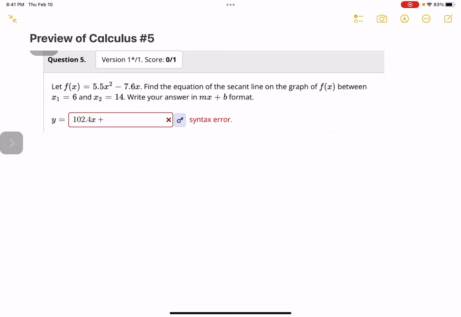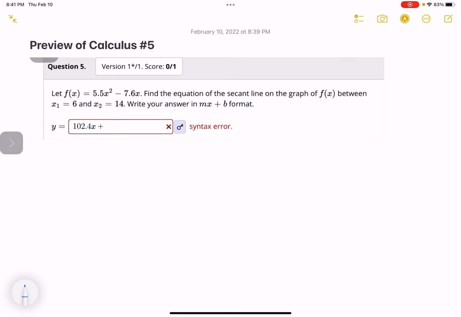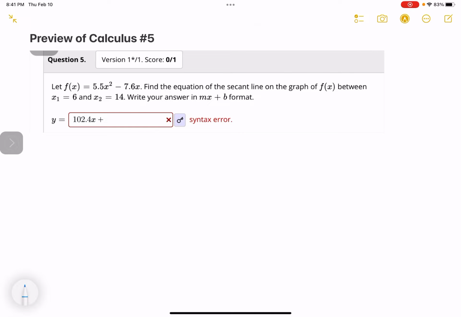Okay, so this problem asks us to find the equation of the secant line on the graph of f of x between x1 equals 6 and x2 equals 14, and write your answer in mx plus b format. And this is actually not correct. When you put the answer in, it doesn't want this format. It wants a variation of the point slope format. So I feel like it's a little misleading and disappointing that that's what they're doing.